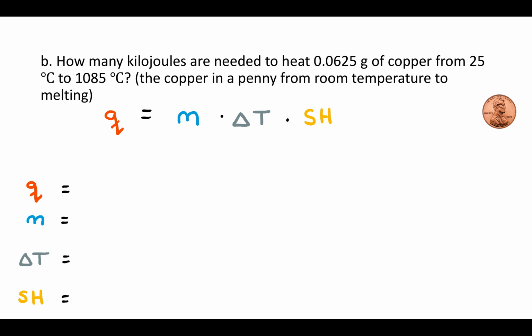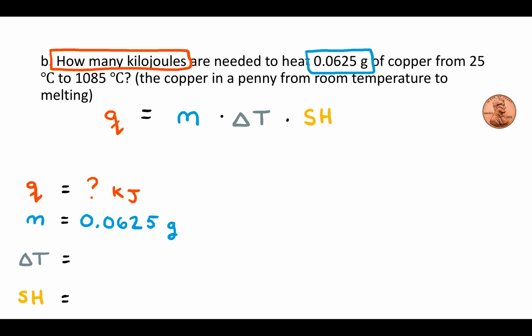So the question says how many kilojoules? Kilojoules is a unit for heat. So we're going to plug that in for Q. Q is what we're going to be looking for, and we're looking for it in kilojoules. Are needed to heat 0.0625 grams. That is the unit for mass. So we can plug 0.0625 grams in for mass of copper from 25 degrees Celsius to 1085 degrees Celsius. So those are our temperatures, right?